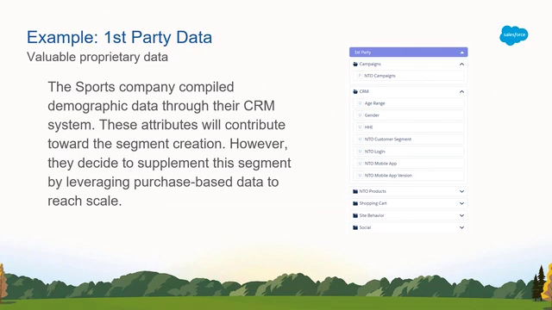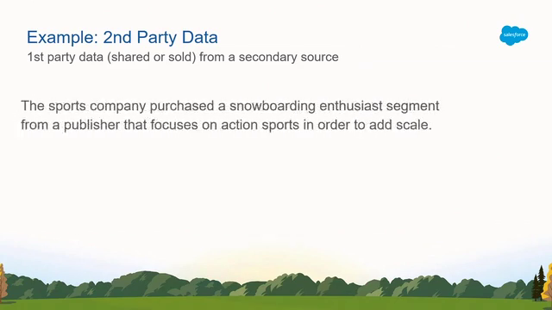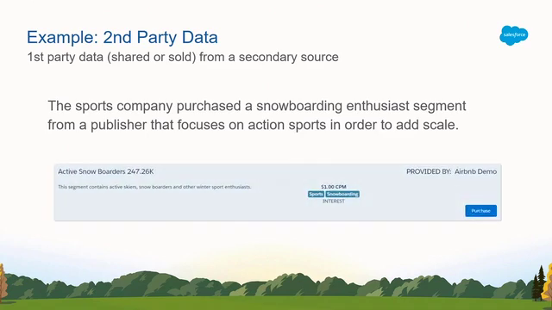An example of second-party data, data that has been shared or sold from a secondary source, would be a sports company who purchased a segment of snowboarding enthusiasts from another publisher who runs a website related to snowboarding sport and lifestyle. Tools like Salesforce DMP's Data Studio product allow marketers and publishers to provision and sell or discover and buy second-party data segments quickly and easily.